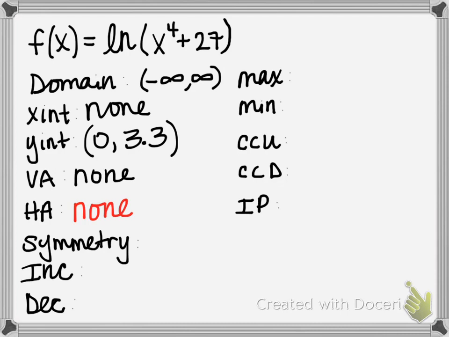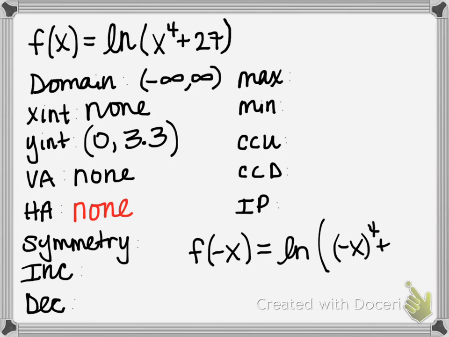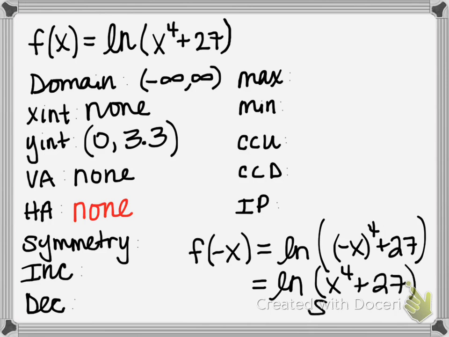So testing for symmetry, we're going to substitute in negative x into this function to look at the output. So we're going to substitute into our natural log. That would be negative x raised to the fourth power plus 27. But a negative value raised to the fourth power is going to end up being positive. So this is equivalent to natural log of x to the fourth plus 27. So what I'm getting here is the same function as the original function.